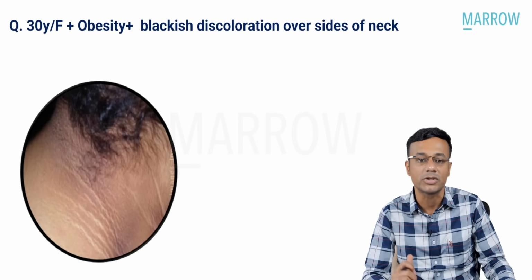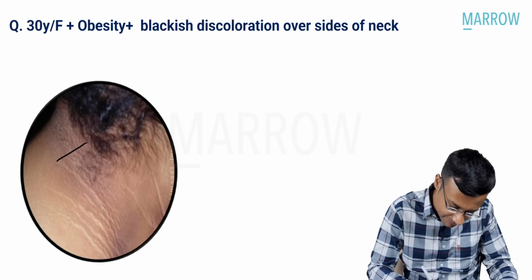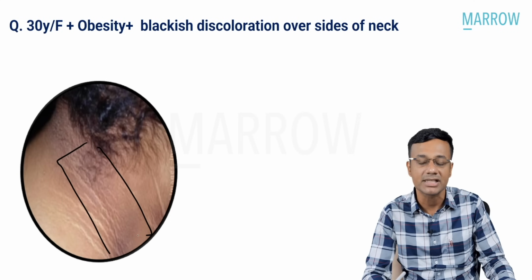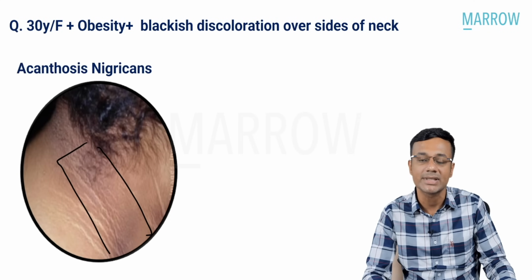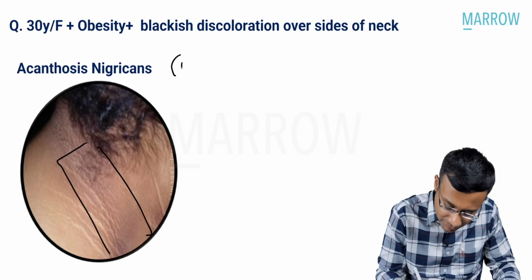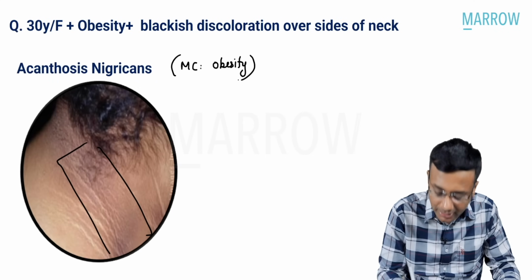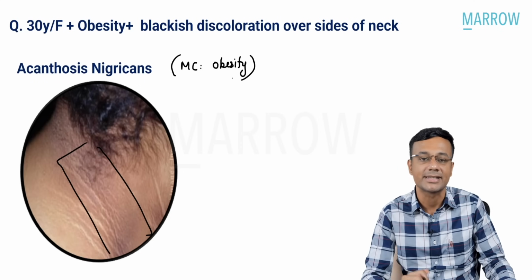A 30-year-old female who is obese is presenting with this blackish discoloration. So when you look at this blackish discoloration, there are hyperpigmented velvety plaques. The correct answer here is Acanthosis nigricans. The most common association of Acanthosis nigricans is obesity, due to the association with insulin resistance.